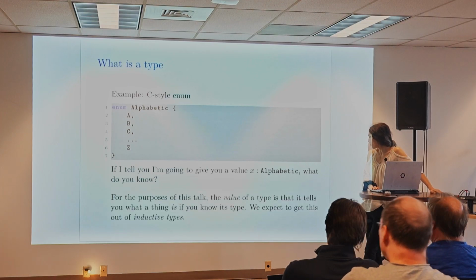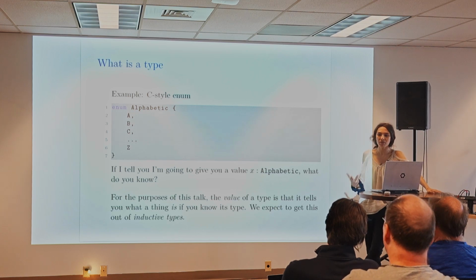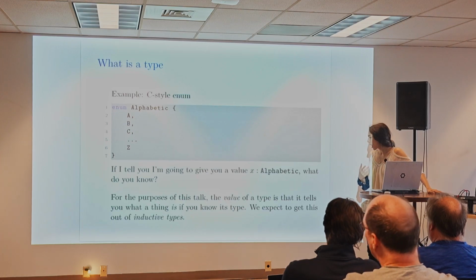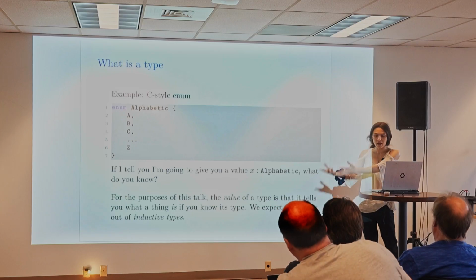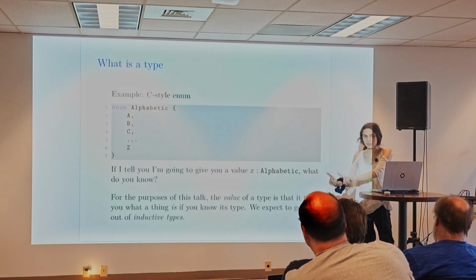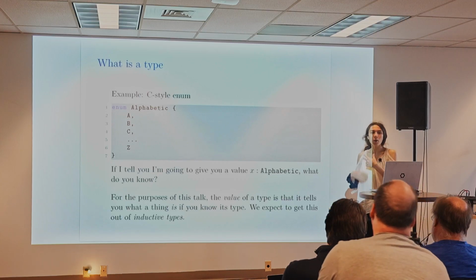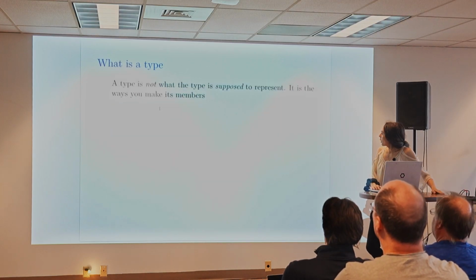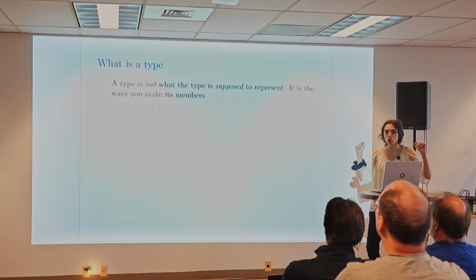For the purposes of this talk, the value of a type is that when you know what the type of a thing is, you know what it is, up to some countably many things that you need to check out. When I tell you that I have a type, and I tell you specifically it's an inductive type, I can enumerate all of the things in it up to countable infinity, right? Okay, so a type is not the thing that it's supposed to represent, right?